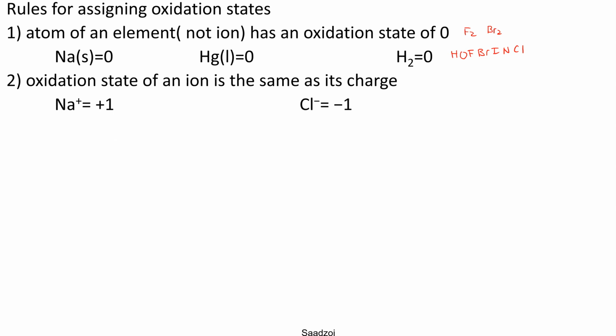Rule: the oxidation state of an ion is the same as the charge. So what if you have an ion? If you have an ion, whatever the charge is, that is the oxidation state, because that's what oxidation state is. So for this one, it's positive 1. For this one, it's negative 1.